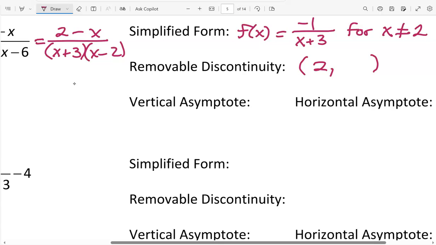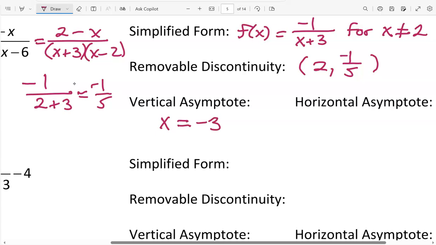The y value will be equal to negative 1 divided by 2 plus 3. Just take f of x in simplified form and replace x with 2, and that will give us negative 1/5. So the y value here is negative 1/5. The vertical asymptote is found by setting our denominator of the simplified form equal to 0, so x is equal to negative 3, and the horizontal asymptote is y equals 0 because there is no addition or subtraction after the fractional form negative 1 over x plus 3.